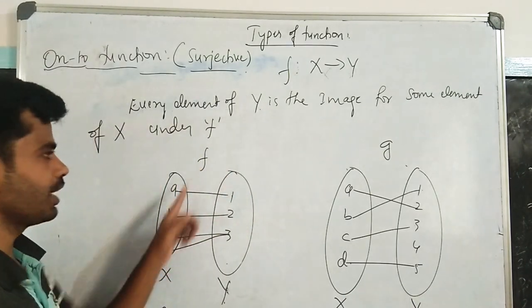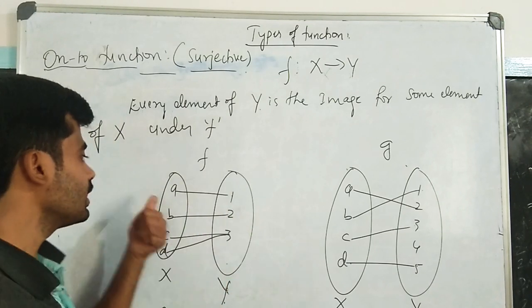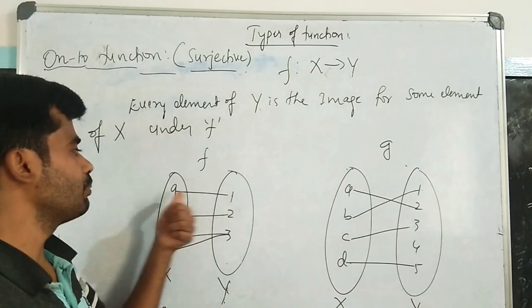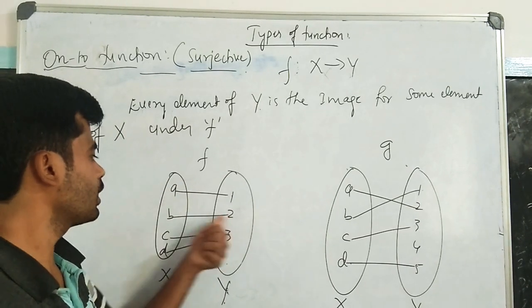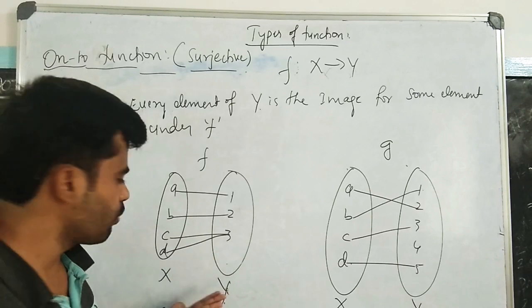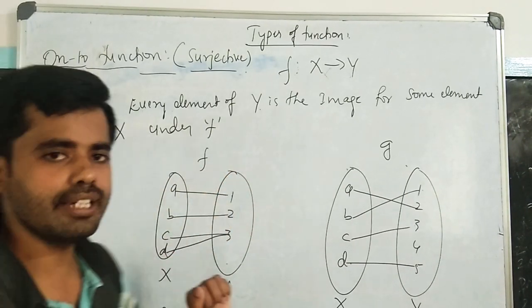But look at the earlier function f. Here all the elements of Y are images of some element of X. 1 is the image for A, 2 is the image for B, 3 is the image for C and D. It may be one-one or not, we don't bother, but there is no free element in the codomain.